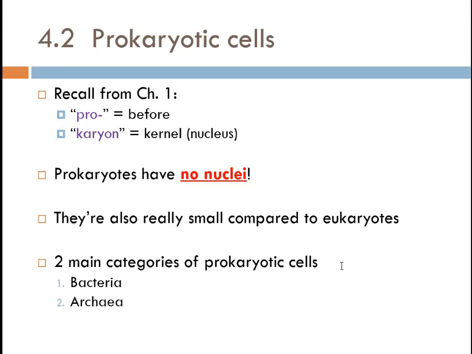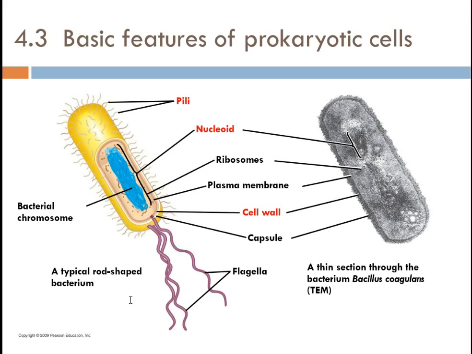A prokaryote is a cell that's early. It was the first life on the planet. It has no nucleus. It's really simple. But the majority of life on this planet is prokaryote, bacteria. There's two main categories: bacteria and archaea. You'll notice just by looking at it, it's really simple. When we see the eukaryotic cell and start to label all the parts, you'll see that it's way more complicated.